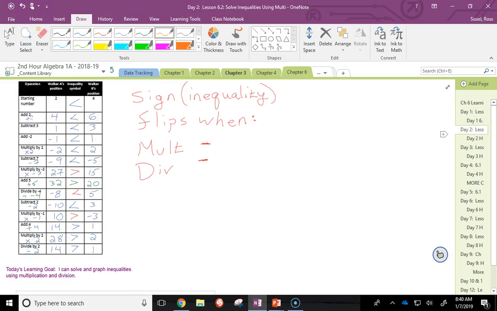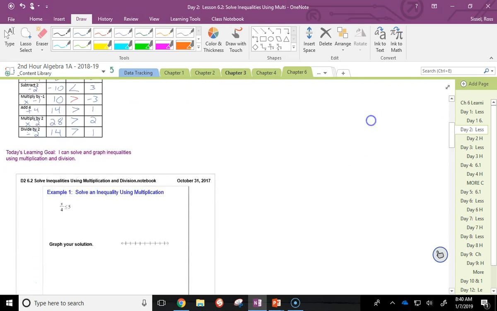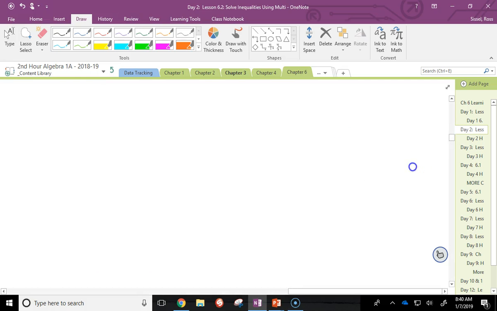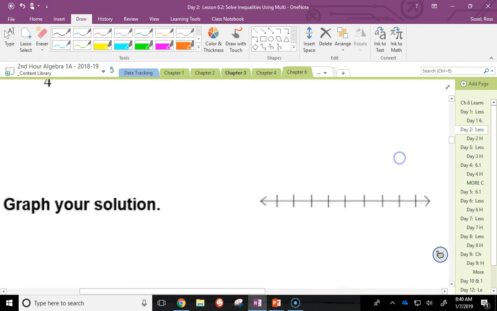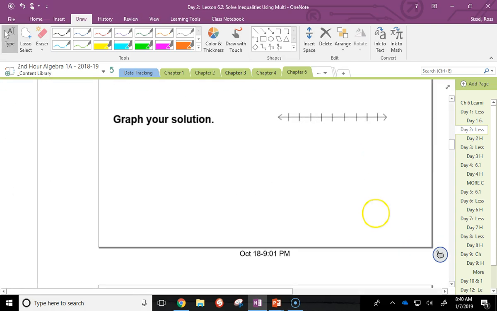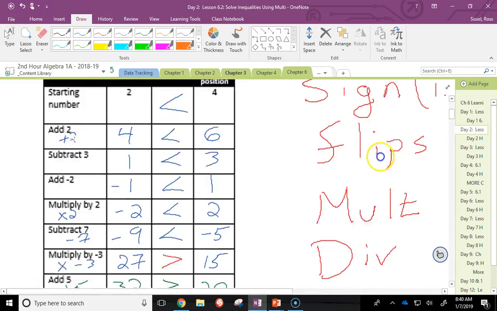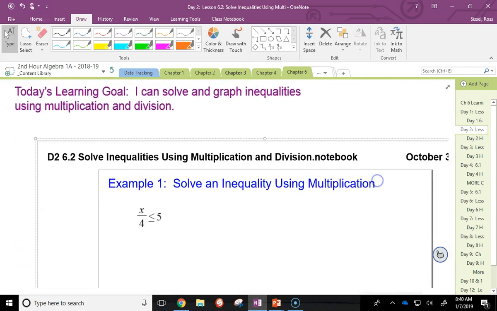Okay, back into today's. We will put this into our notebook. I'll show that to you in a little bit. Today's learning goal, what we are working on: I can solve and graph inequalities using multiplication and division. We're doing the exact same thing as we did Friday, except for addition and subtraction. Today, we are using multiplication.